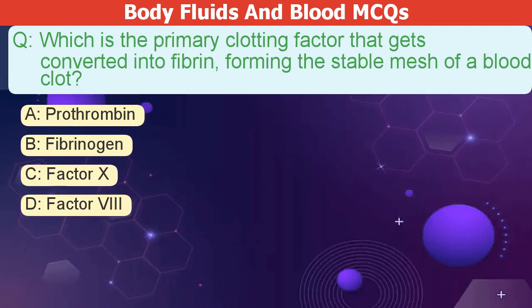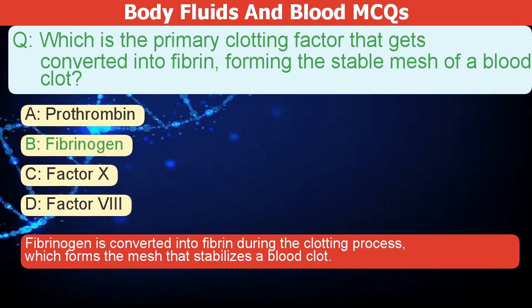Which is the primary clotting factor that gets converted into fibrin, forming the stable mesh of a blood clot? A. Prothrombin. B. Fibrinogen. C. Factor X. D. Factor VIII. The correct answer is B. Fibrinogen is converted into fibrin during the clotting process, which forms the mesh that stabilizes a blood clot.